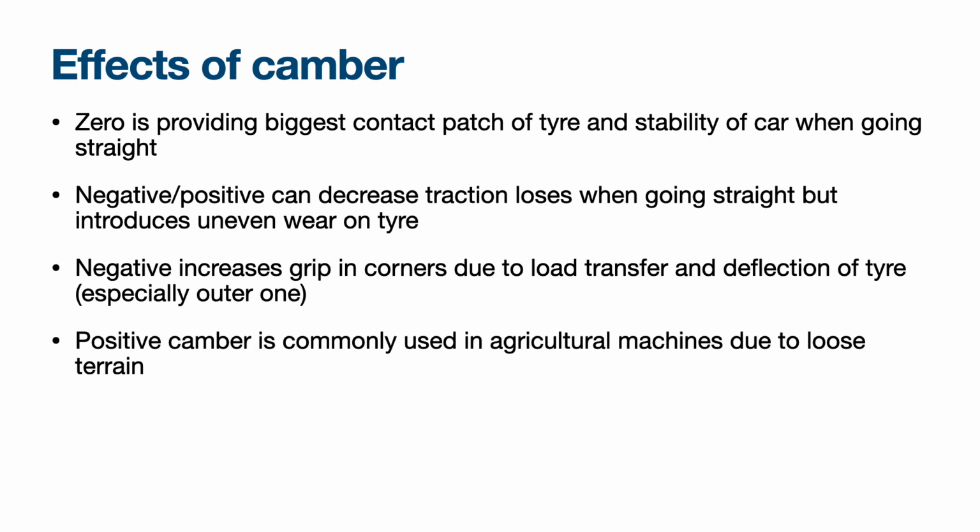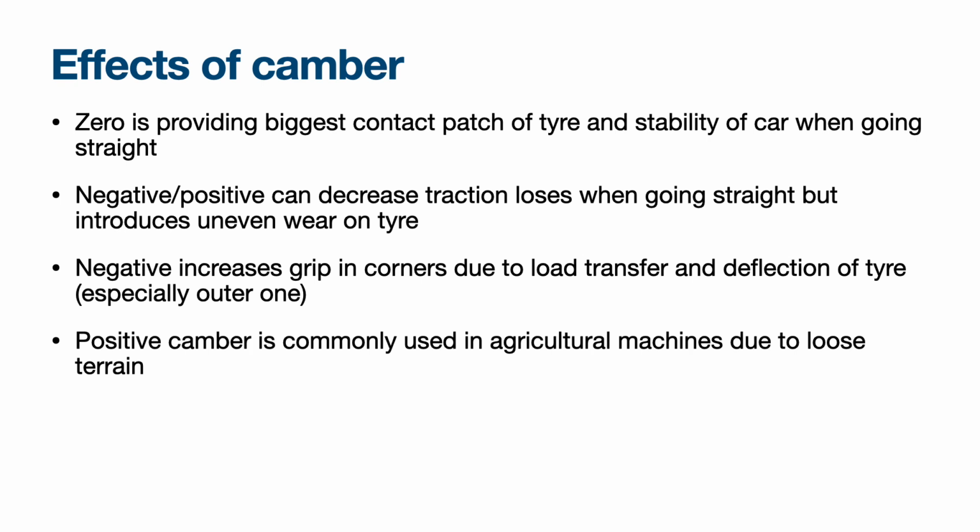So we have to keep that in mind when we are doing the suspension design. So finally, what are the effects of using camber? If we are considering the zero camber, we are providing the biggest contact patch of the tire and stability, but when the car is going straight, because during the cornering, it can change. Negative and positive together can decrease the traction losses when going straight, because we are decreasing the contact patch of the tire, so we are decreasing a little bit the rolling resistance of the car. But it can also introduce uneven wear on the tire.